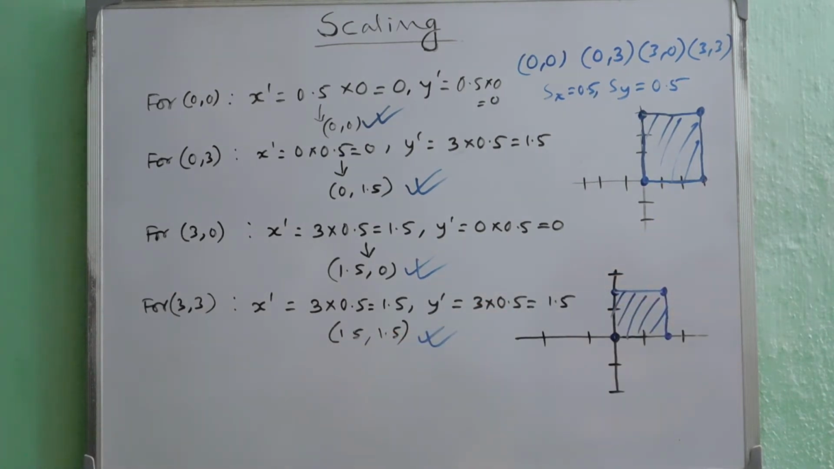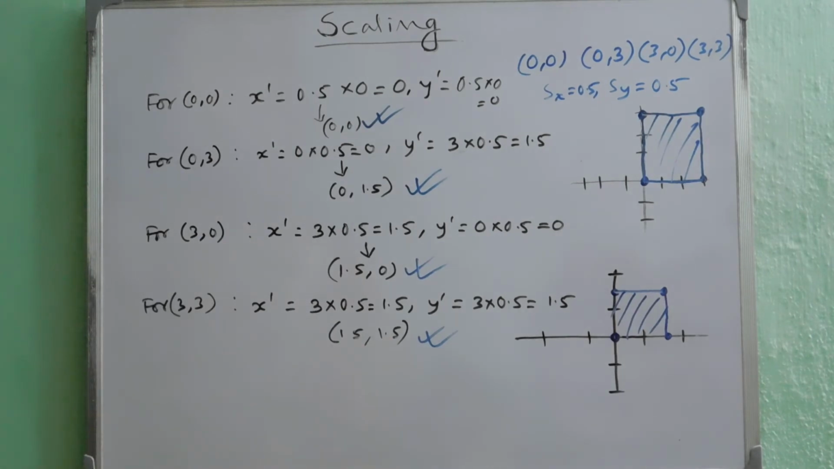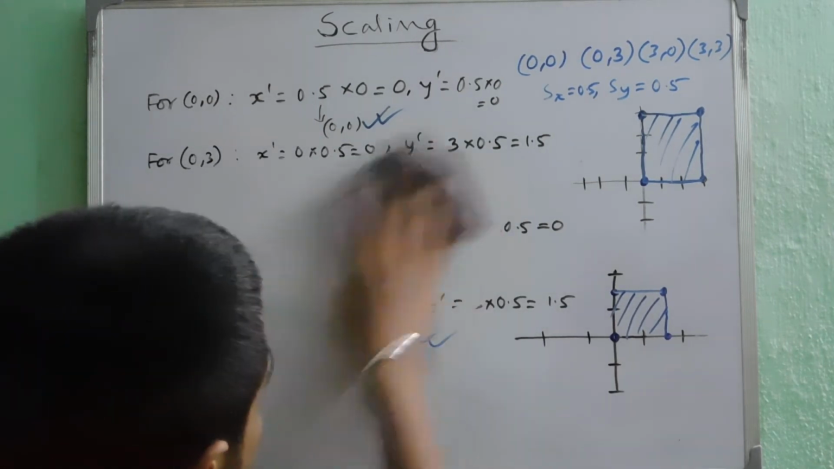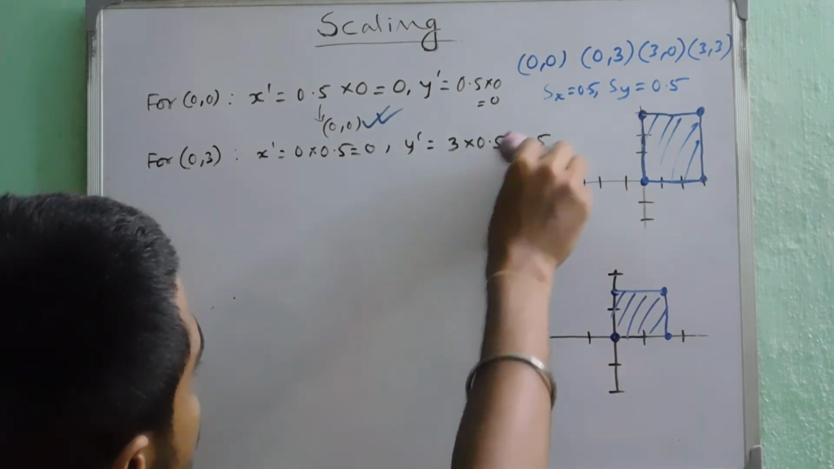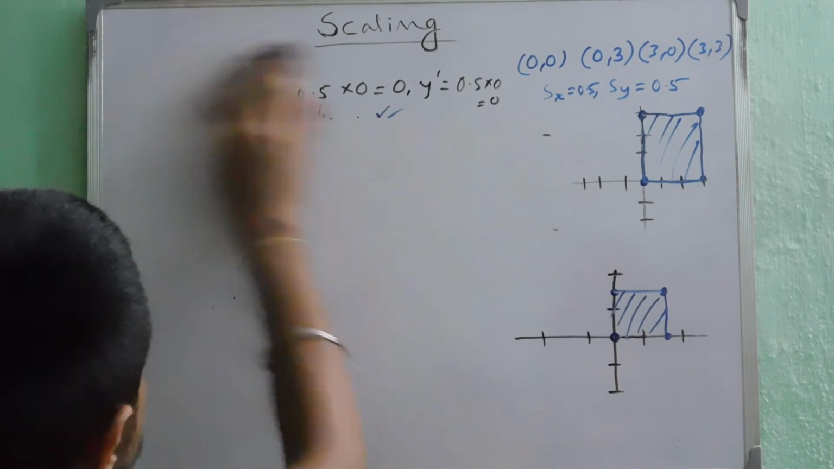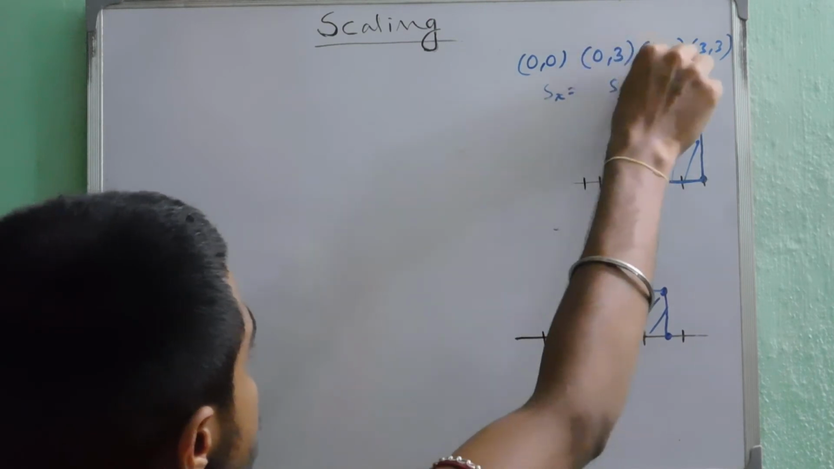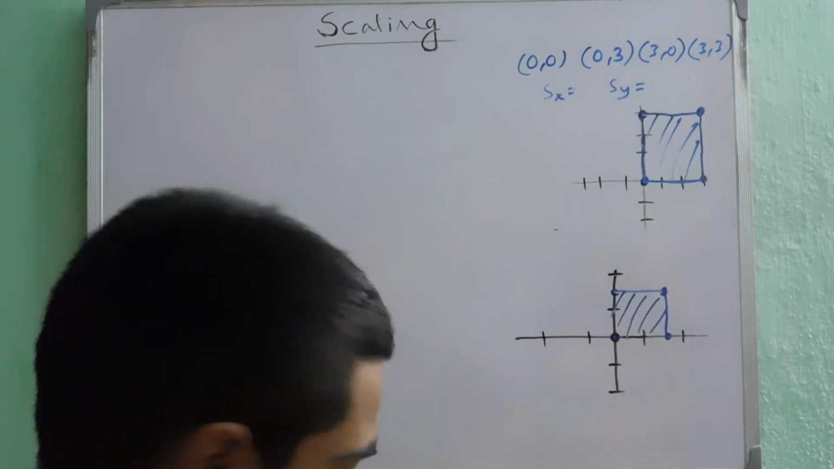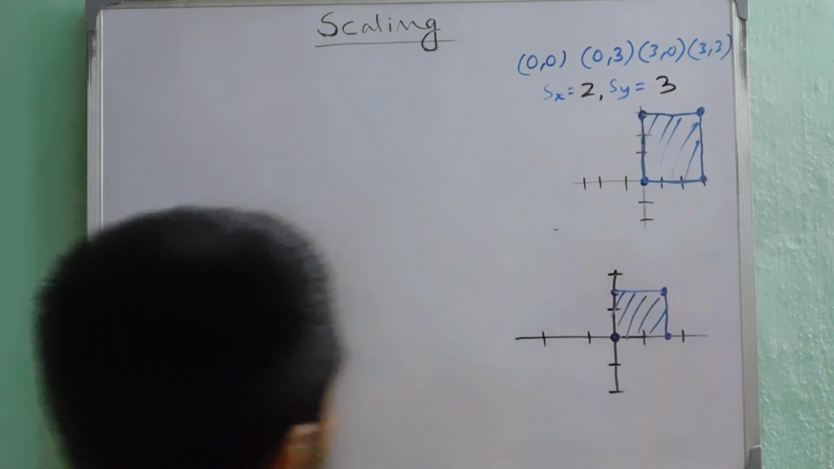Okay, so this is one type of problem that you can get based on the scaling technique. Another type of problem you can get where the size will increase and there will be a change in the shape. So let's see that. Let the original square remain here. We will just change the calculations and the value of the parameters. Okay, so we have the parameter as 2 and 3.